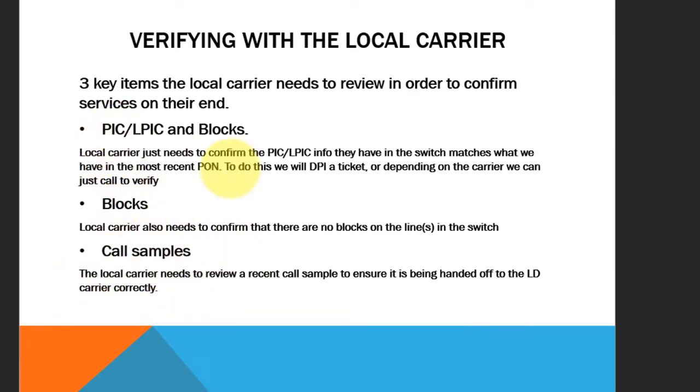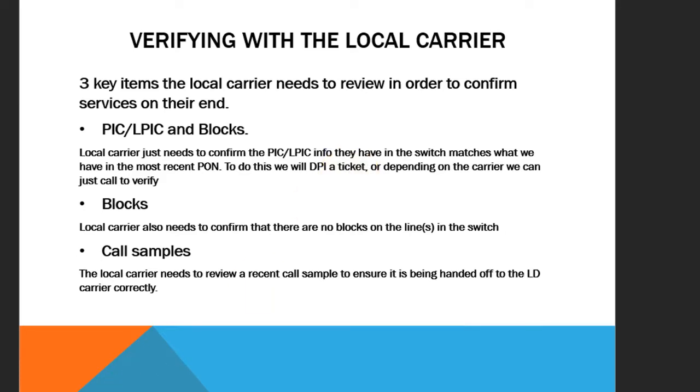So the local carrier just needs to confirm the PIC and LPIC info they have in their switch. Excuse me, let me read it again. The local carrier just needs to confirm the PIC and LPIC info they have in the switch matches what we have in the most recent PON. To do this, we will DPI a ticket, or depending on the carrier, we can just call to verify. So basically what we're doing with the PICs and LPICs is we looked at the PONs. We know what it's supposed to be on our end, right?